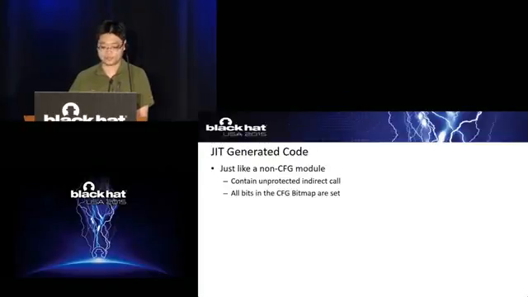The second attack surface is JIT generated code, because JIT generated code is just like non-CFG modules. If it contains an indirect call, it's unprotected. And for all bits in the generated code, the corresponding bit was set in the CFG bitmap. So it's almost the same as non-CFG modules.